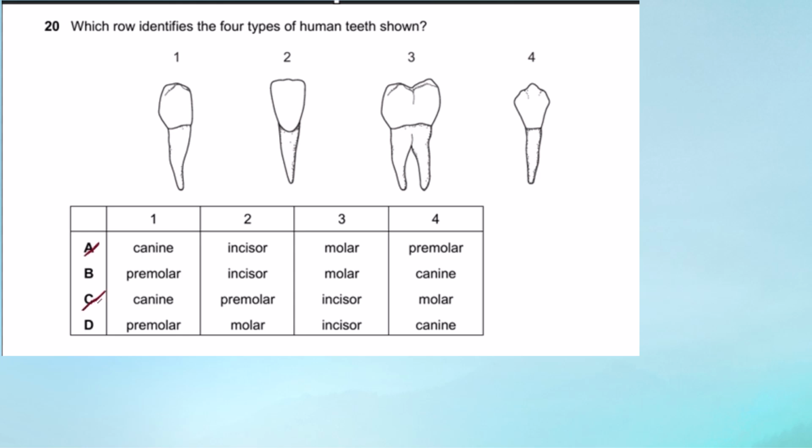We have B and D left. They both say it's a premolar. That's cool. Then they say number 2 here is incisor, which it is, and not a molar, as this one says. So the only option we have for the answer already here comes in B. So kind of start by looking at which one it can't be. Then you quickly can see which one it is.